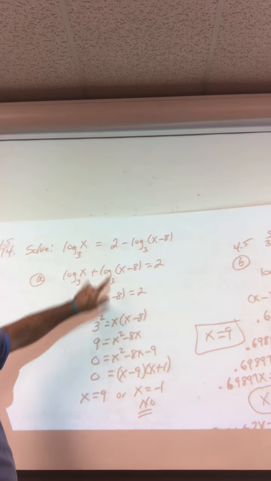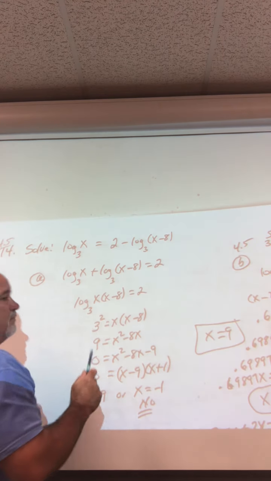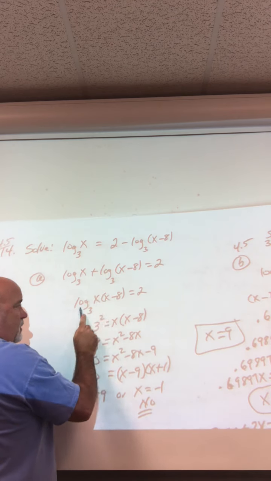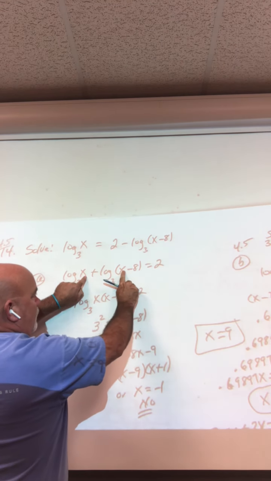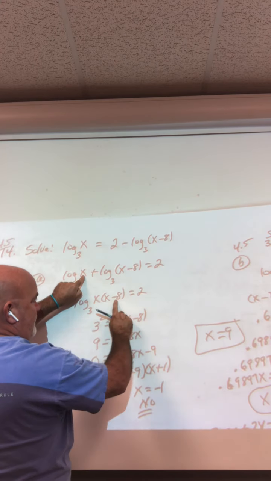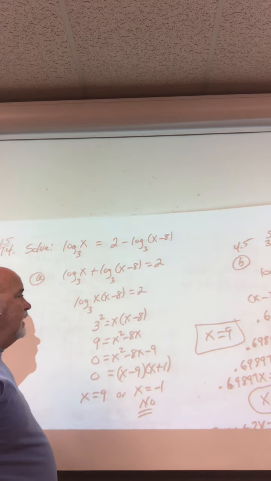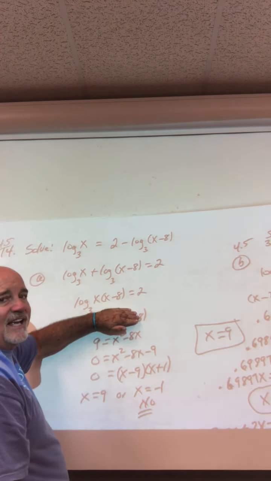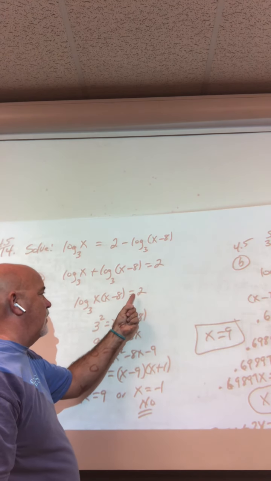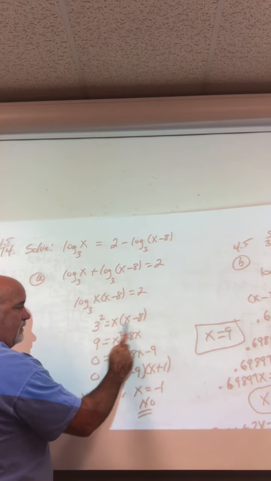And then step 2, combine the 2 logs into 1 log by using those properties. When you're adding 2 logs and you put them back together, you multiply the arguments. So when you put these together, it's this times this. 1 log, still base 3. Step 3, convert this to exponent form. So that's going to be this to this power equal that.